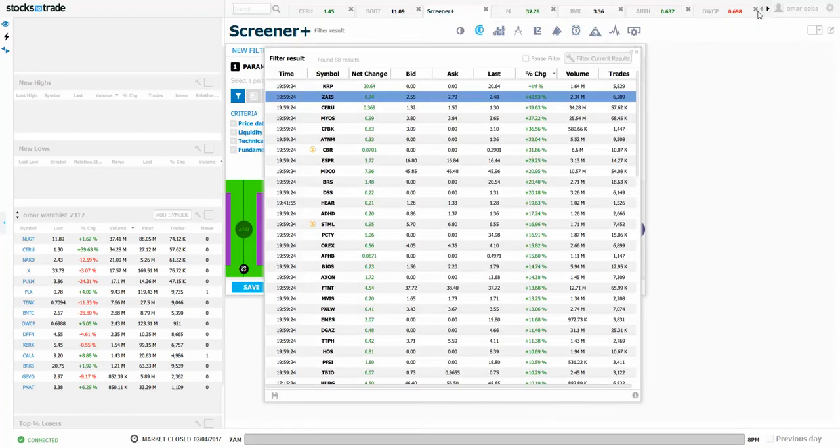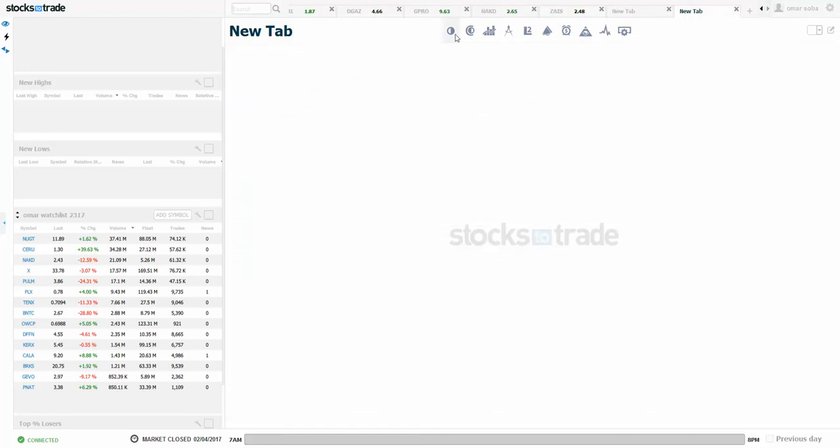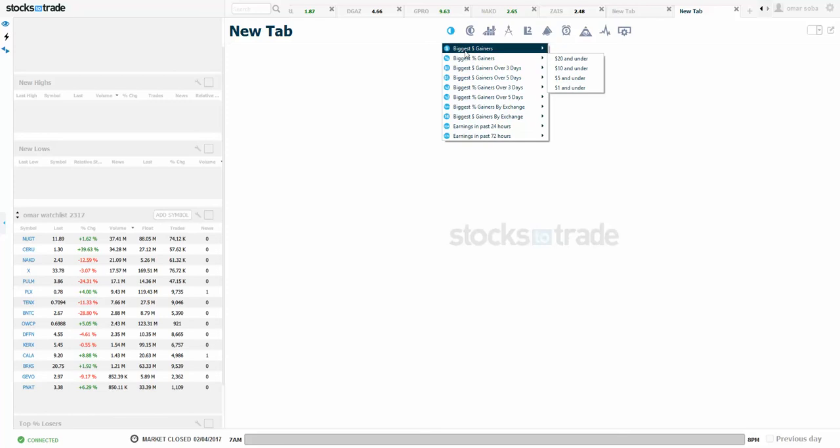So let me go. I click plus, and it brings me here. This has built-in actual scanners, so you can look for the biggest dollar gainers between $20 and under, or $1 and under, $5, the biggest percentage gainers over the past 3 days, 5 days, by exchange, over 24 hours, over 72 hours. It's pretty cool. Or you can build your own.